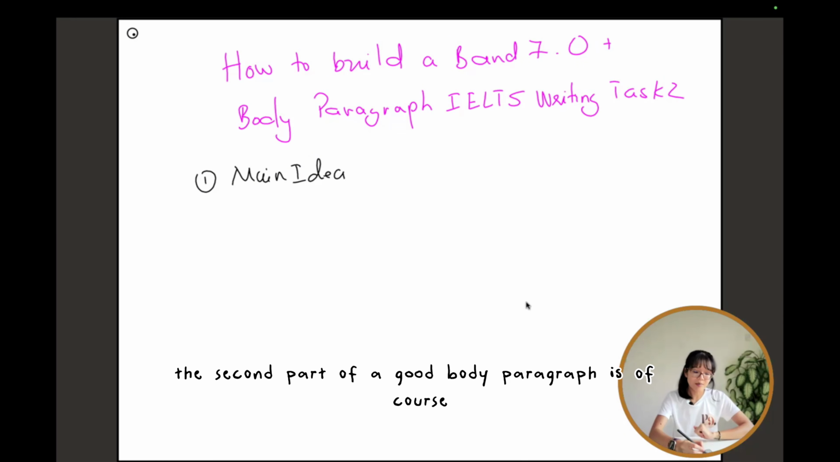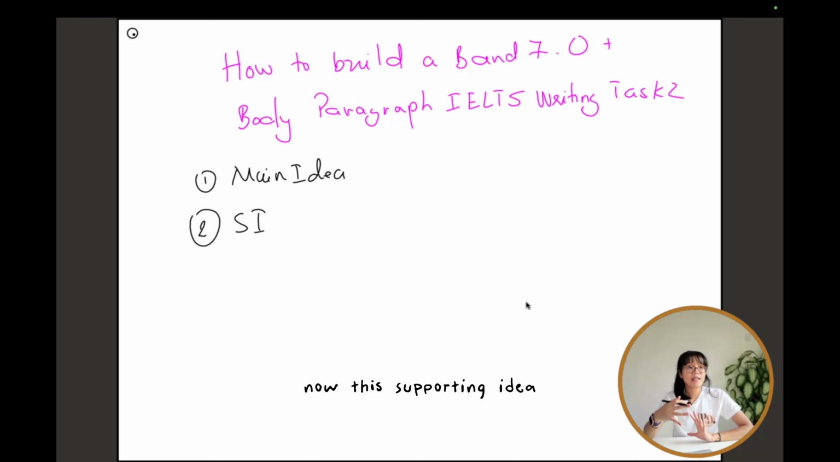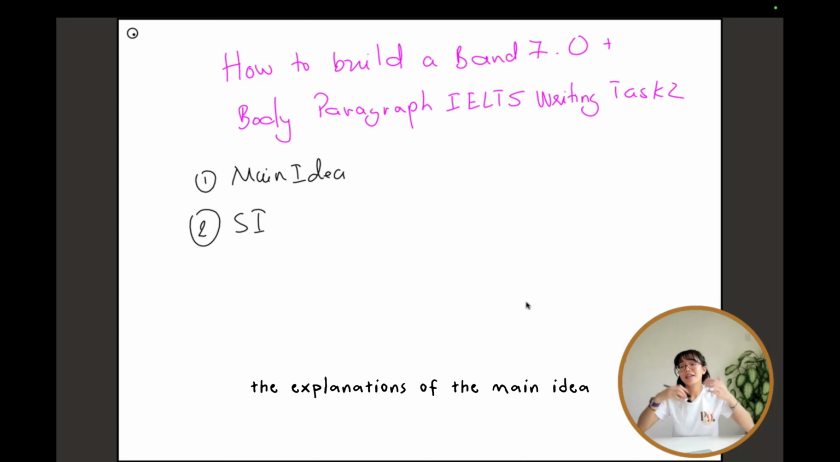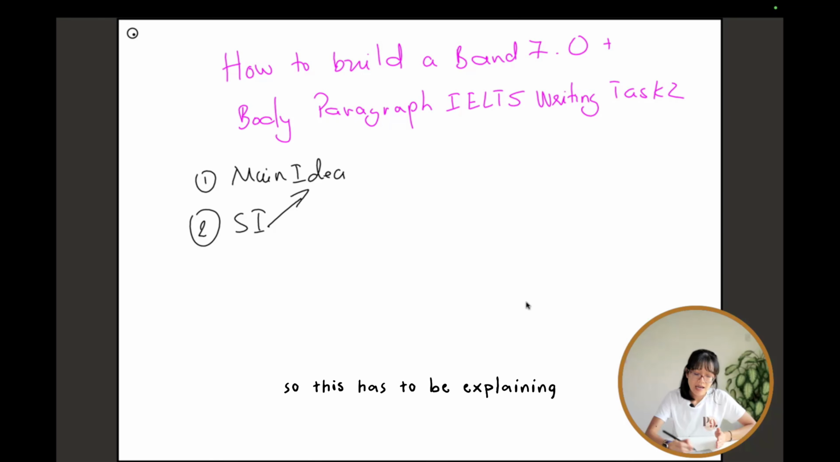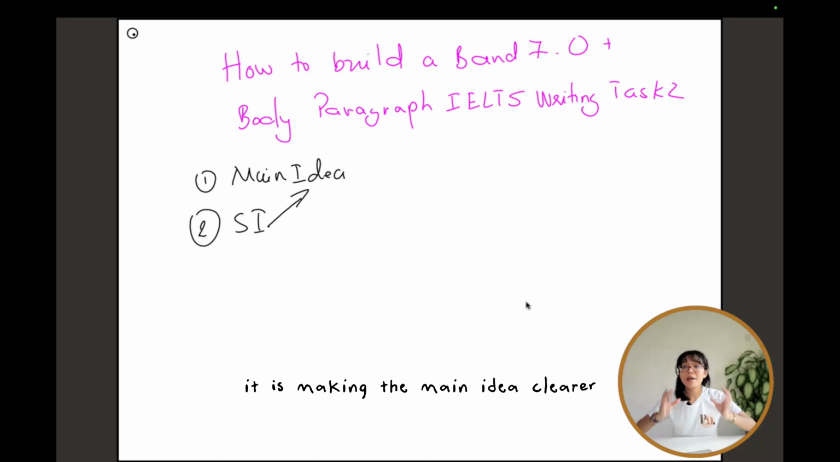Now, the second part of a good body paragraph is, of course, the supporting ideas. Okay, so SI here, supporting ideas. Now, this supporting idea or these supporting ideas can be understood as the explanations of the main idea. So this has to be explaining what the main idea is actually about. It is making the main idea clearer.